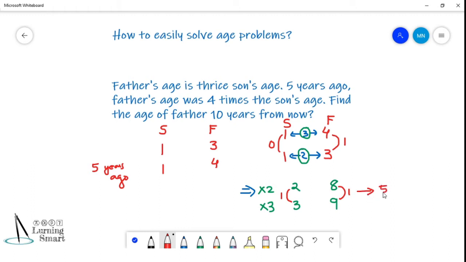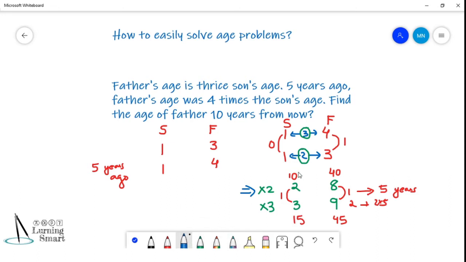Okay, and this 1 is what? This 1 corresponds to 5 years. Because after 5 years 8 became 9. After 5 years 2 became 3. If 1 is 5, what is 2? 2 is 10. 2 multiplied by 5. Then what is 8? 8 into 5, 40. What is 3? 3 into 5, 15. What is 9? 9 into 5, 45.